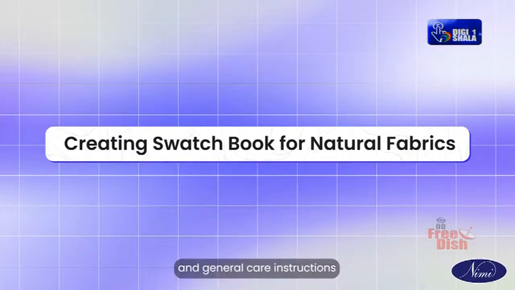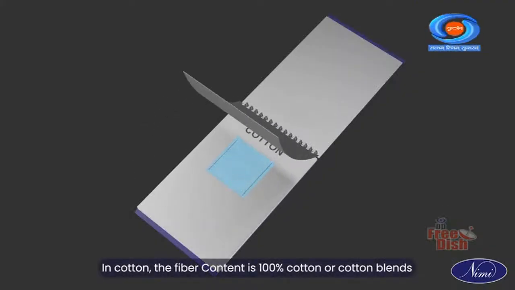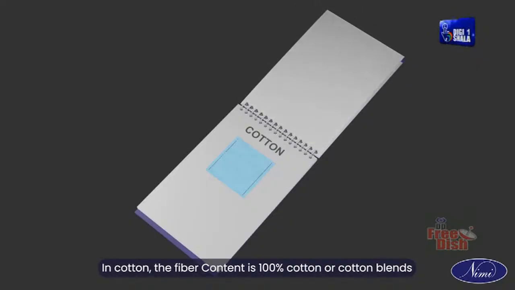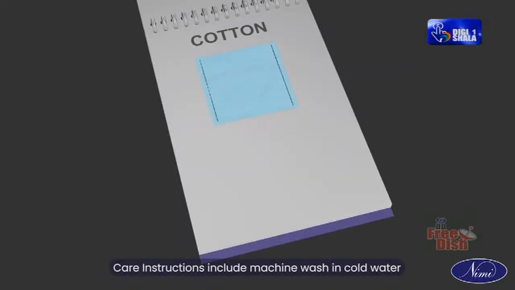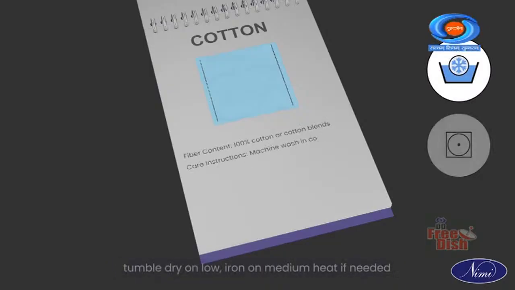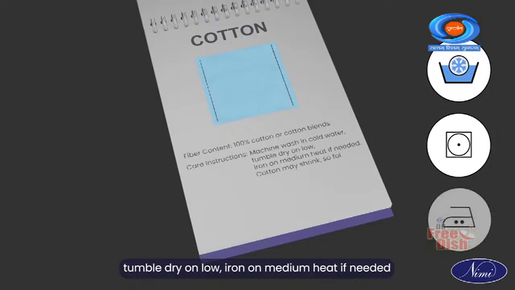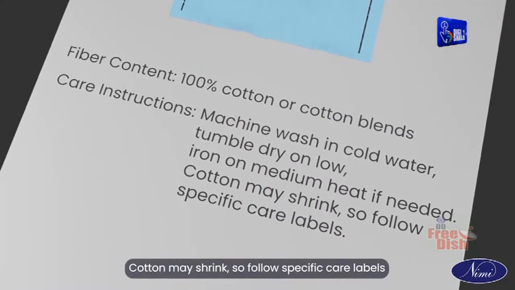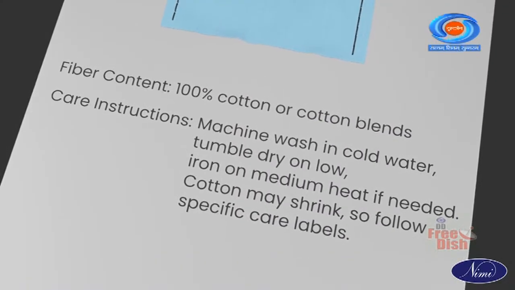In cotton, the fiber content is 100% cotton or cotton blends. Care instructions include machine wash in cold water, tumble dry on low, iron on medium heat if needed. Cotton may shrink, so follow specific care labels.